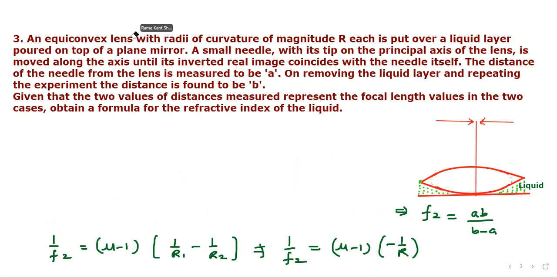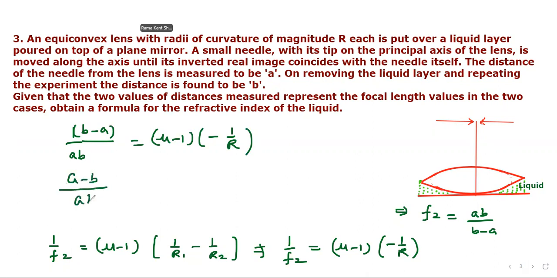When we put this value, so what do we get? 1 upon F2. F2 is AB upon B minus A. So we can write here AB and B minus A in the numerator equal to mu minus 1 times minus 1 upon R. So the minus sign can be written here and then it will become A minus B. So A minus B divided by AB equal to mu minus 1 divided by R.